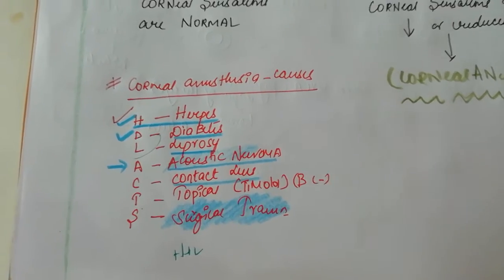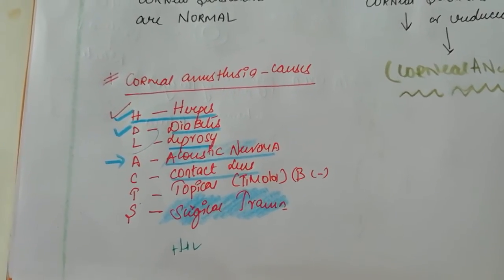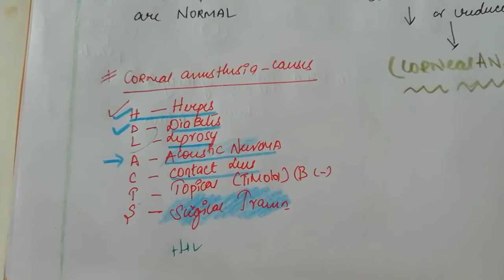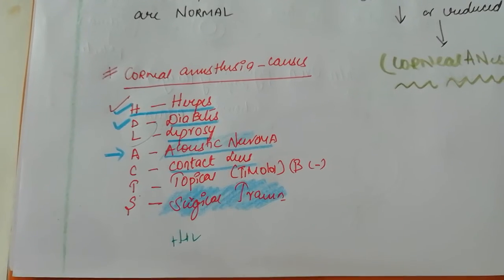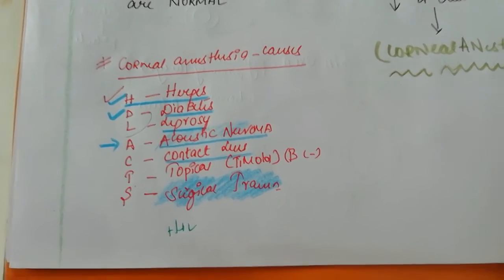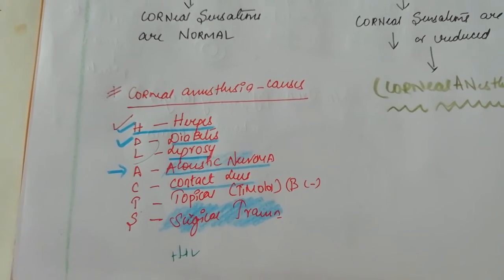How do you remember? HDL: H is for herpes, yes, along with me. D for diabetes, yes. L for leprosy. What is A? Acoustic neuroma. What is C? C for contact lens. And what is T? T for topical timolol. And S for surgical trauma. So that's all you need to understand regarding this subtopic.